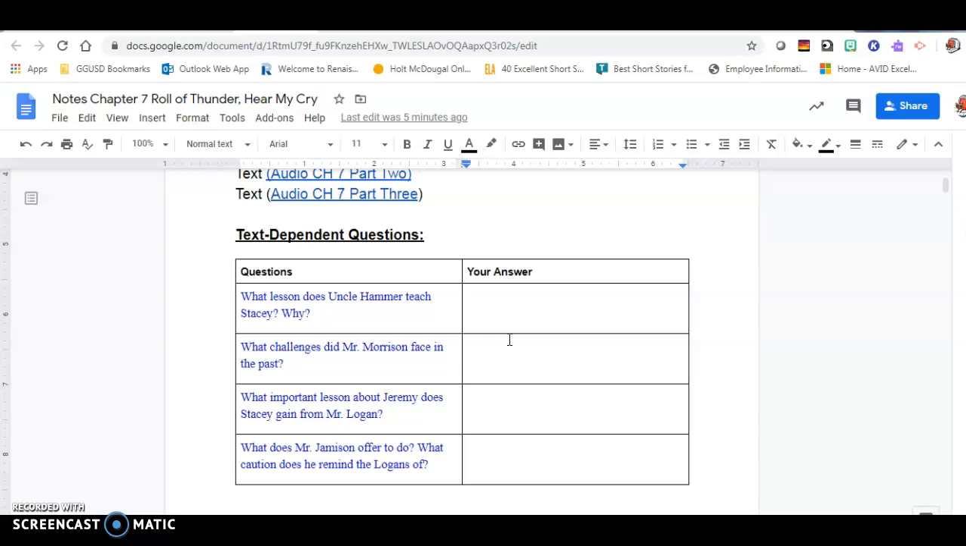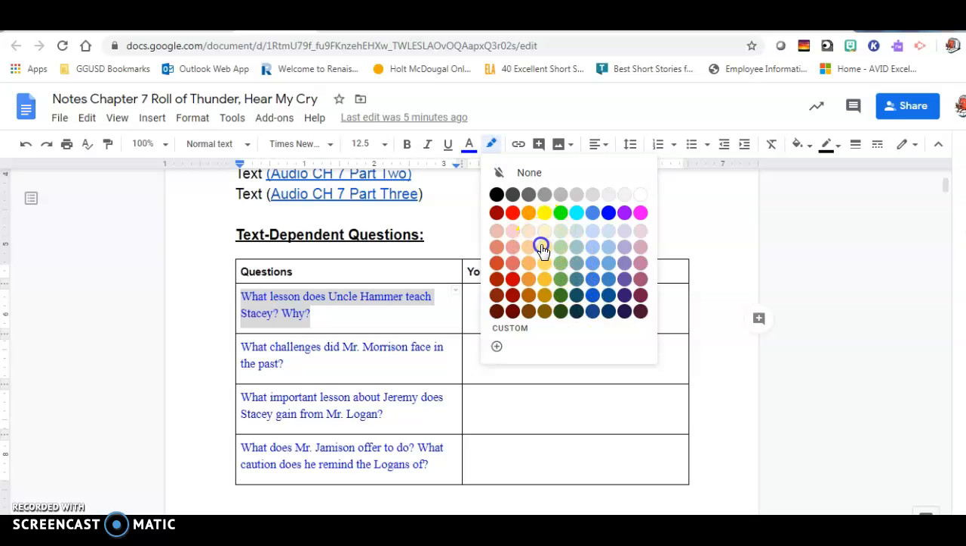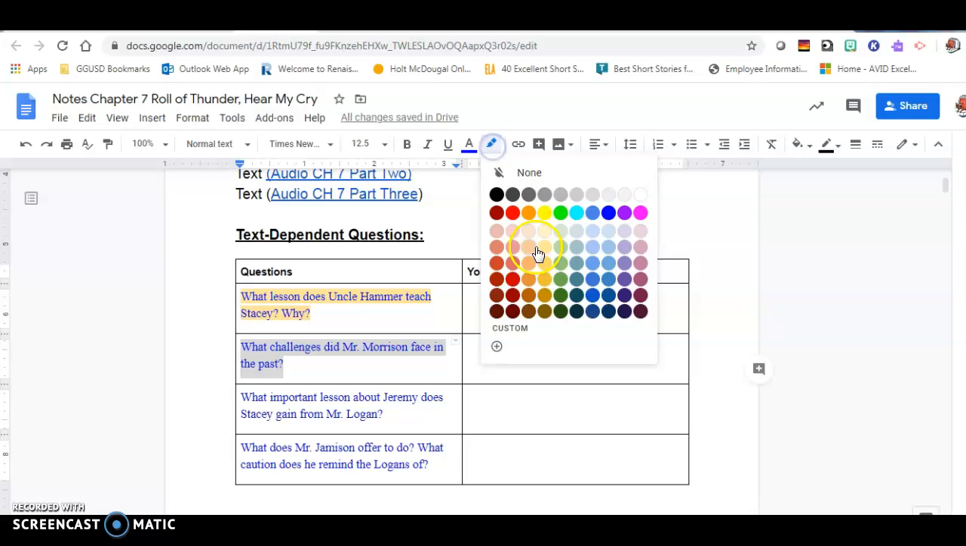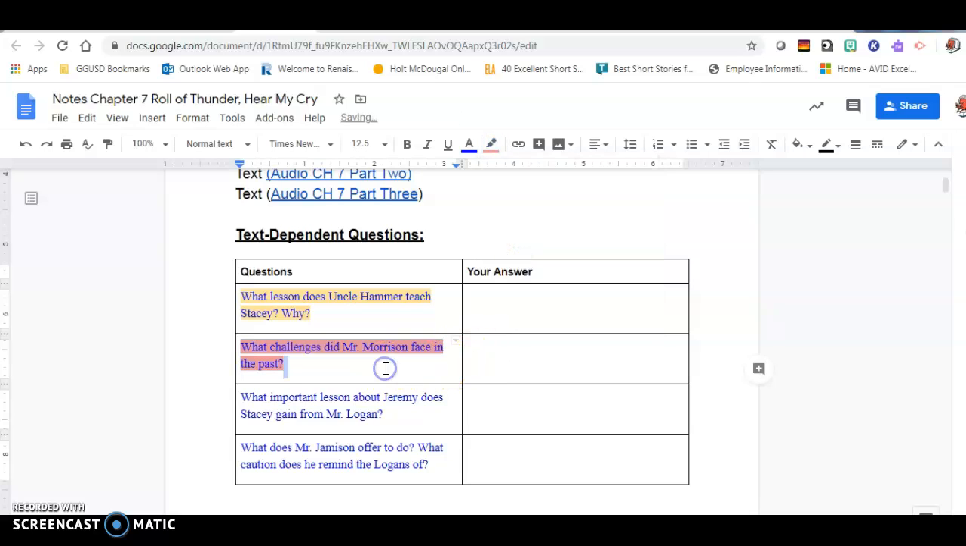So as you can see in this chapter, we're going to dig in deeper to a lot of characters that we haven't really focused on before. Like we're going to learn more about Uncle Hammer. So let's make his question a different color. I'm going to go for like a light yellow in this one. Let's go for the light colors. The challenges that Mr. Morrison faces. So we're going to get to know about Mr. Morrison a little bit more.